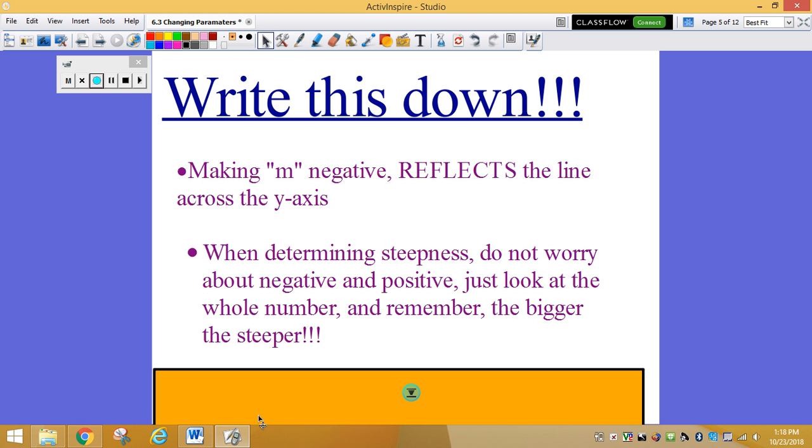Okay, and then don't write this part down. You can just listen. When you're determining steepness, don't worry about the negatives and positives. Just look at the number, and the bigger the number, the steeper it is. So we don't care if it's negative or positive. Just look at the number, and if it's bigger, then it's steeper.